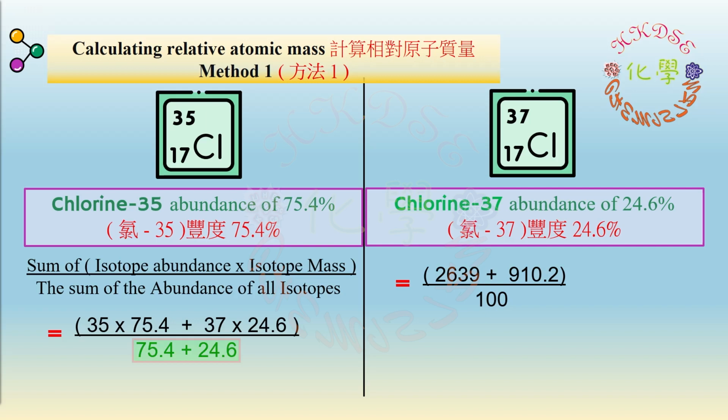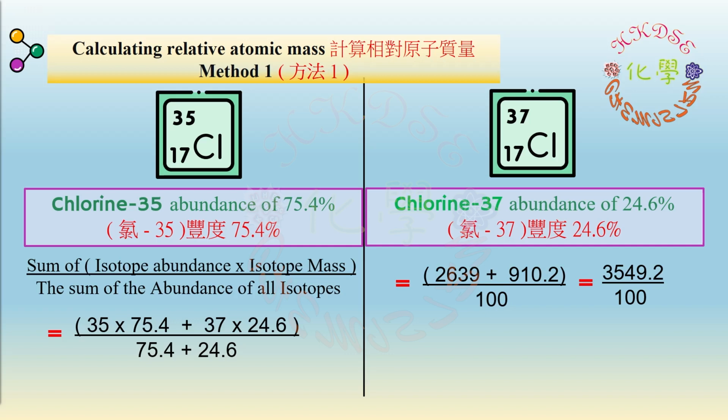75.4 times 35 gives us 2639, while 24.6 times 37 gives us 910.2. And then we add these together to get 3549.2. On the bottom 75.4 plus 24.6 gives us 100, which makes sense because there are only 2 isotopes, so together they should add up to 100%, so that they represent all of the chlorine atoms.